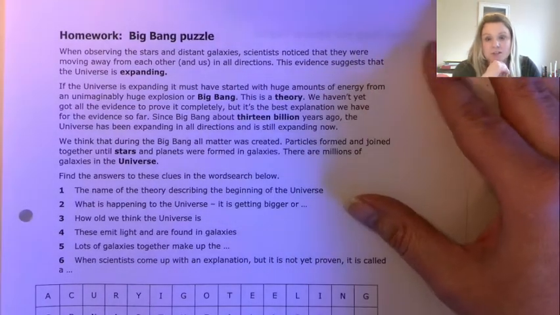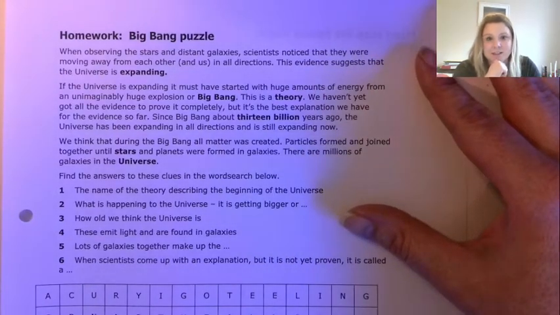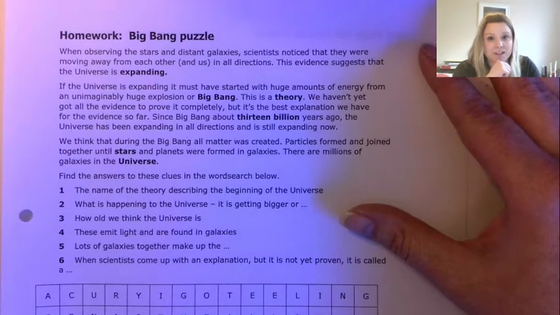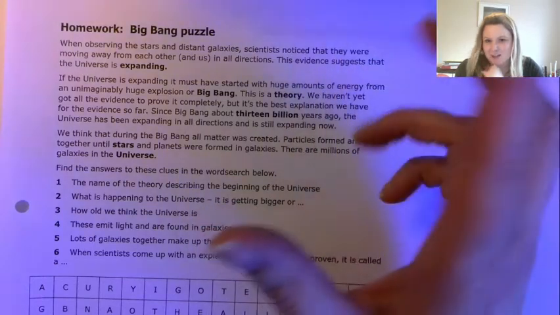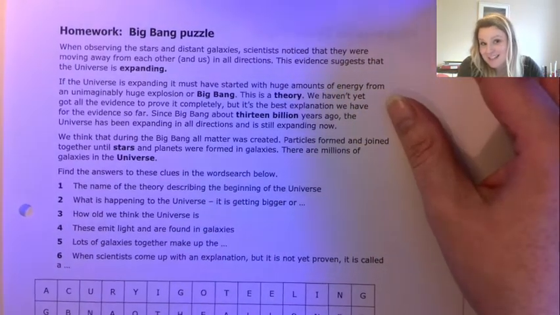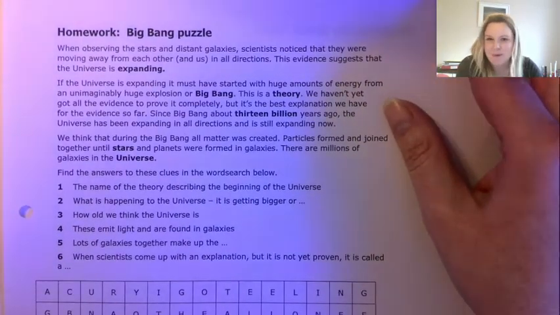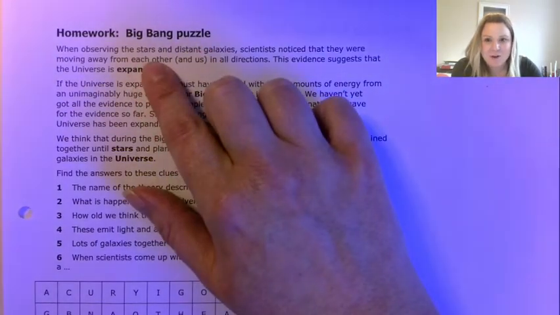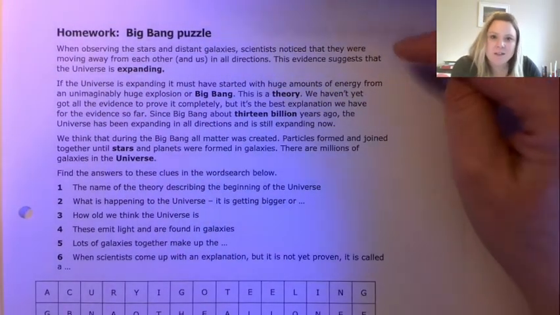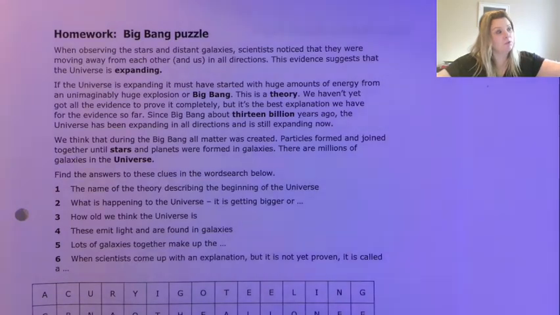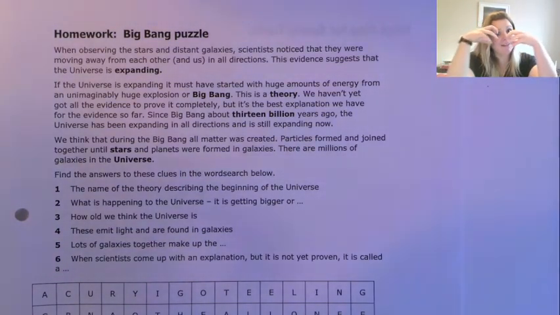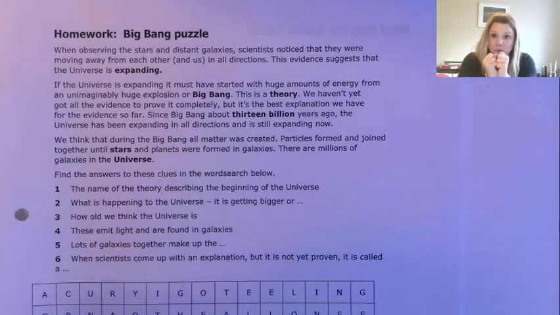Whenever observing the stars in distant galaxies, scientists noticed that they're moving away from each other and from us. And that's actually really cool, the way they noticed that. Again, if you do GCSE physics, you learn a bit more detail about how they discovered that. So this evidence suggests that the universe is expanding, because no matter where they looked, they found evidence that everything was moving away from us. So that suggests that if we were to go back in time, everything started from the one point.